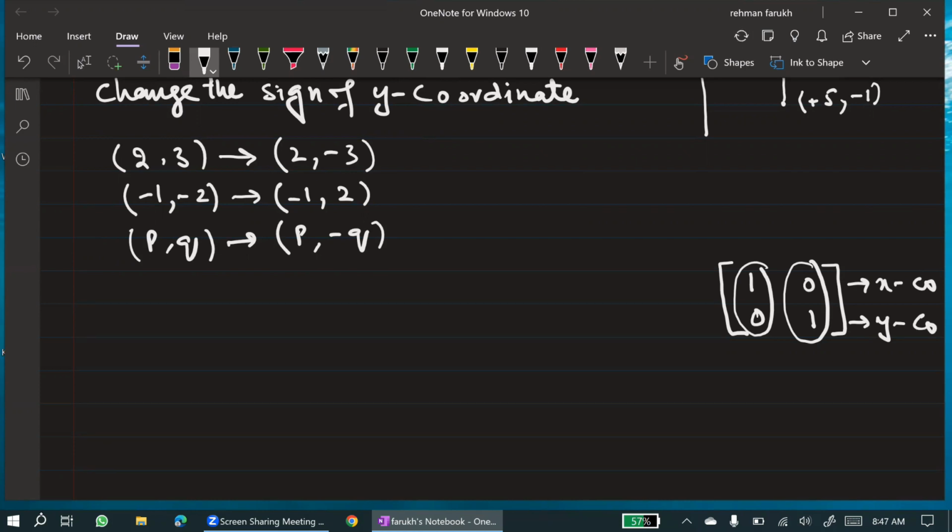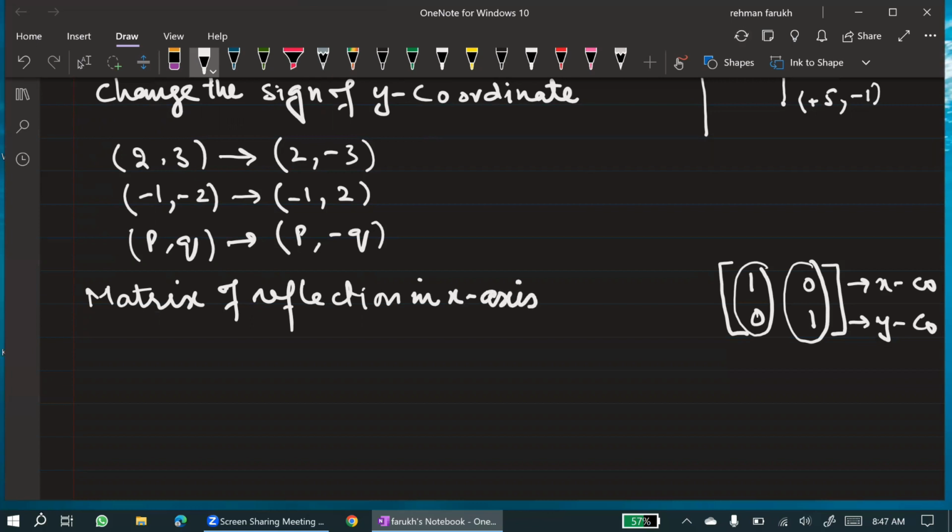Now, the matrix of reflection in x-axis is, we will change the signs of the y coordinates. X coordinates will remain the same. We will change the signs of the y coordinates. This one is the matrix of reflection in x-axis.